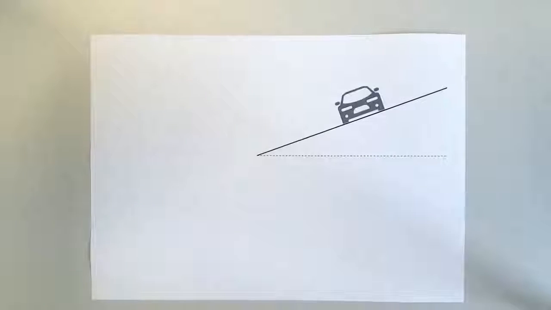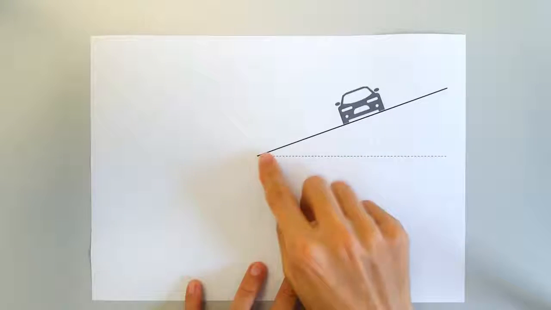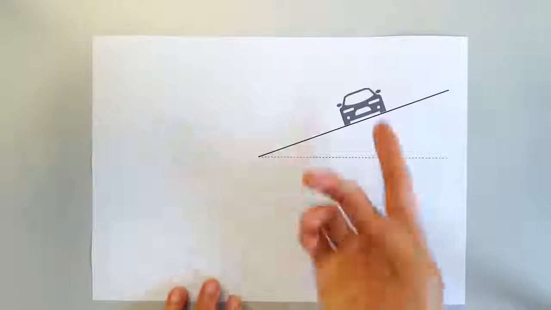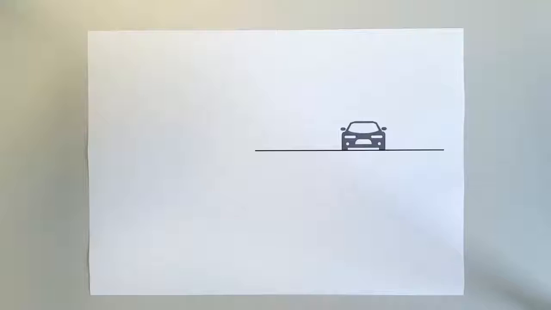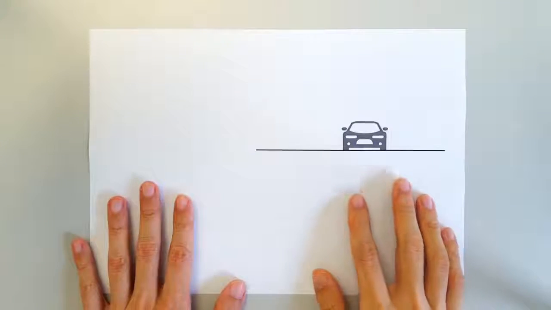Hello. In this video, I want to explain how a banked slope helps a car make a sharp turn. Let's start with a car on a level road.